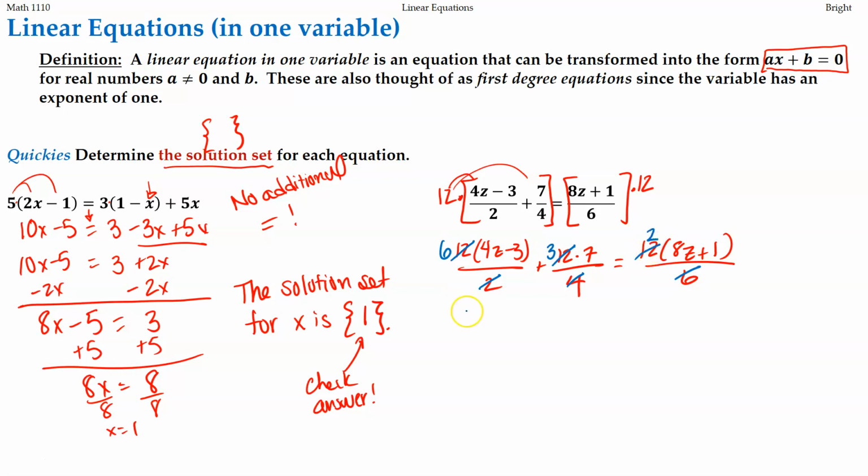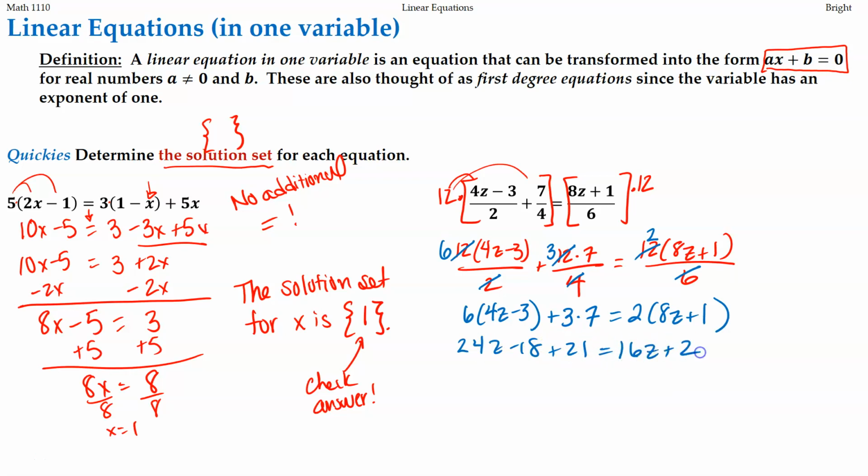So at the end, what I have here is 6 times (4z minus 3), plus 3 times 7, is equal to 2 times (8z plus 1). Again, if you did the common denominator, that's fine. You're going to get something that's slightly different. I'm going to go ahead and distribute, and move a little faster here. 24z minus 18 plus 21 is equal to 16z plus 2.